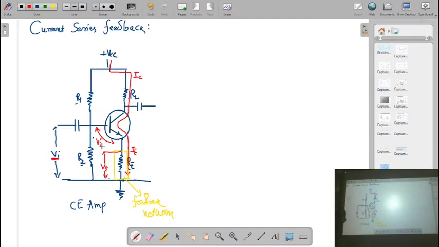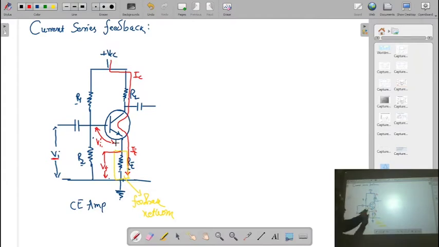Sorry, my mistake. What is Vi? Vi is the input voltage for the feedback amplifier. And what is Vi dash? Vi dash is the input voltage for the internal amplifier. So now this feedback voltage Vf and the Vi dash both are in series. So we can say this circuit is an example of a current series feedback.